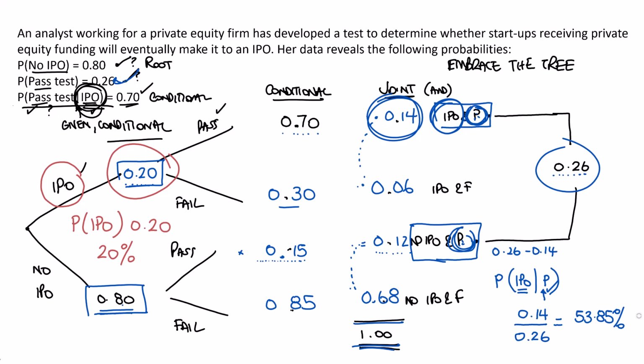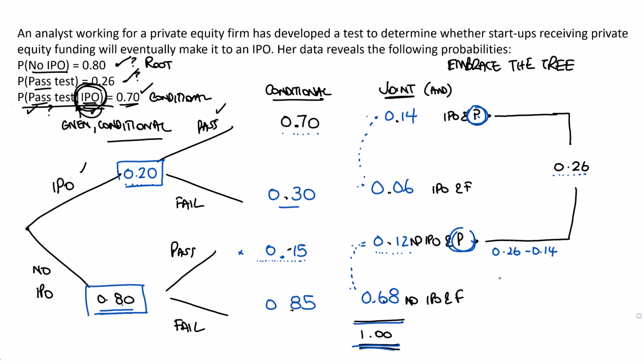This analyst has designed a test to try and help identify those that have a better chance of getting to IPO. Has she succeeded? Well, look at this. The probability of getting to IPO, given they passed this analyst test, is 53.85%. It was only 20. Now it's 53.85. This test appears to have some use. Let's try one more. Let's see if we can calculate the updated probability of not making an IPO if we have a fail in the test.